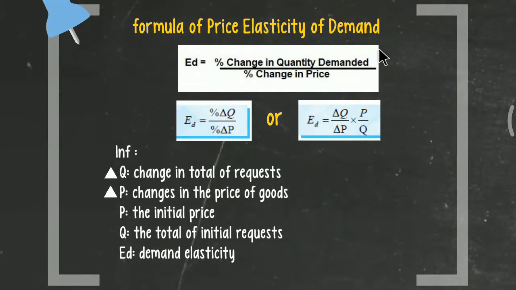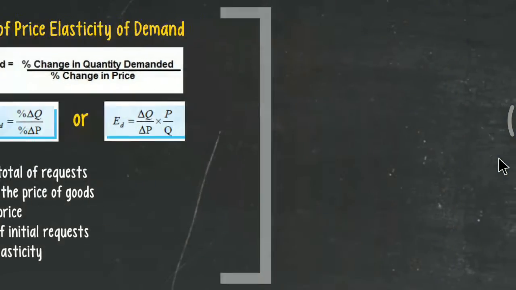The formula for price elasticity of demand: elasticity of demand is the percentage change in the quantity demanded per percentage change in price. Or symbolically, elasticity of demand is delta Q per delta P multiplied by P per Q, where delta Q is the change in total request, delta P is the change in the price of goods, P is the initial price, Q is the initial request, and ED is demand elasticity.